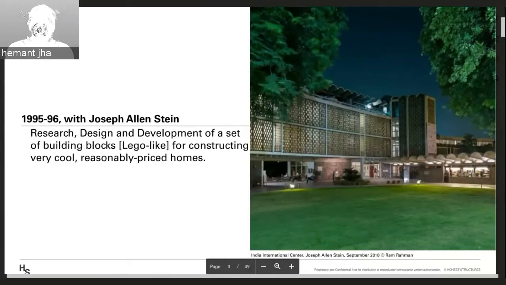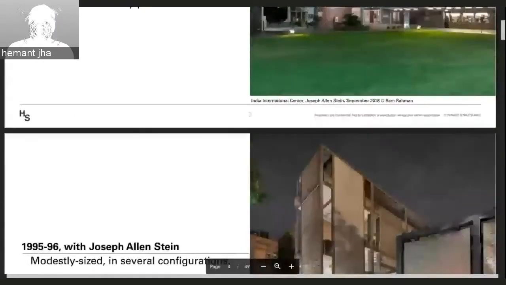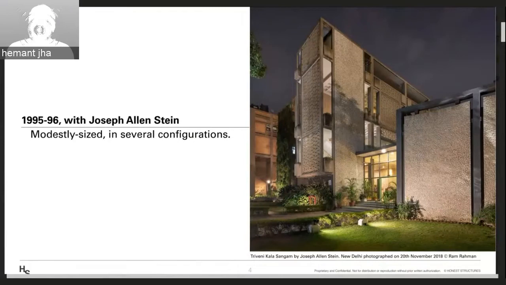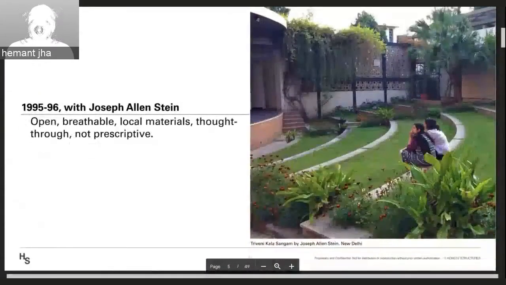If you look at the next image here, he's done very similar work across different scales, and that's the same way that we were thinking of the house or these building elements as well. Modestly sized, in different configurations depending on what people needed. And if you go to the next one, you basically see what his spaces actually felt like. And they're open, right? They're breathable. There's a good use of local materials and man-made materials. Things are always thought through and they're not prescriptive. And we thought it'd be lovely to actually do something like that with these homes as well.